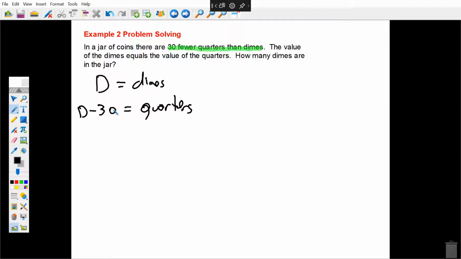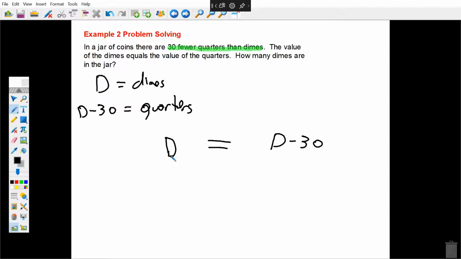We have to set up our equation. Now it says that the value of the dimes equals the value of the quarters. So we know there's an equal sign in the middle. The value of the dimes, D, equals the value of the quarters, D minus 30. The problem is that right now there's still one thing missing from our equation. And that is what the value of the coins actually are.